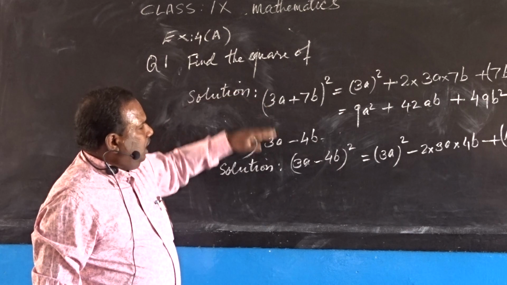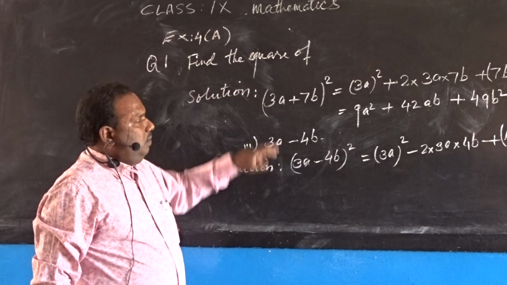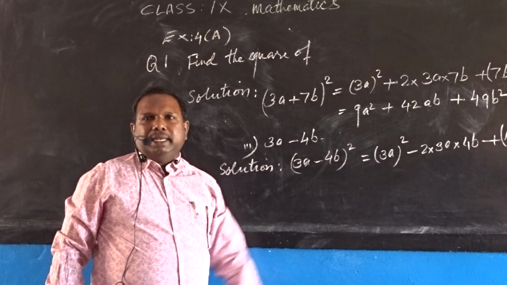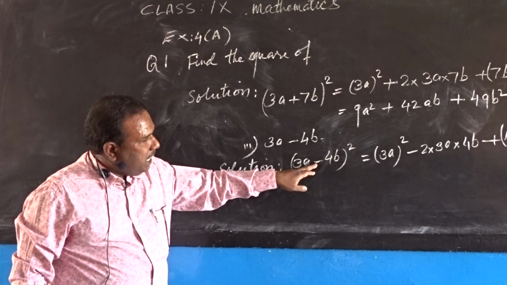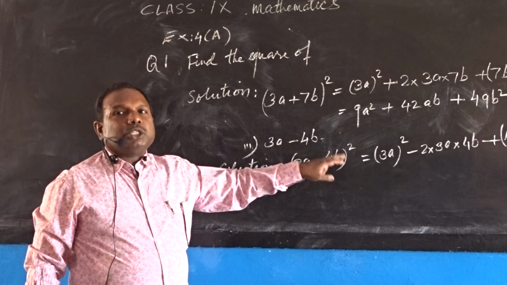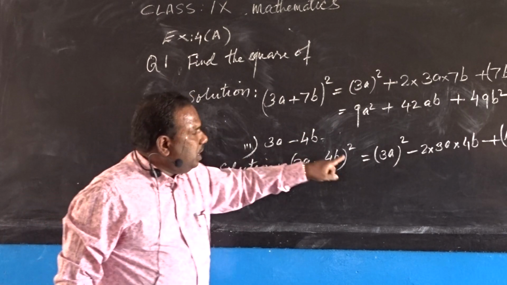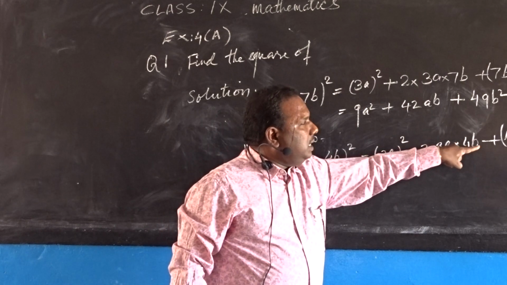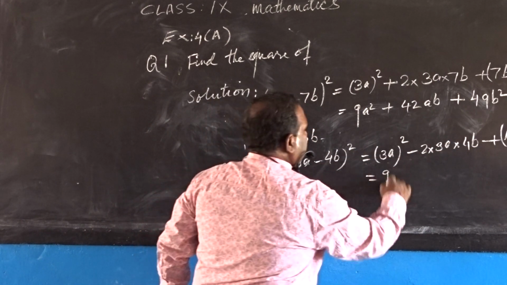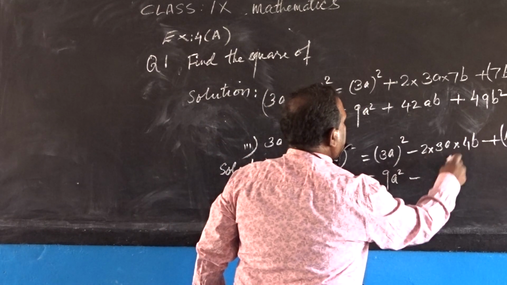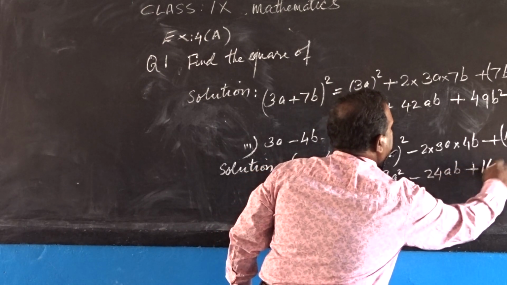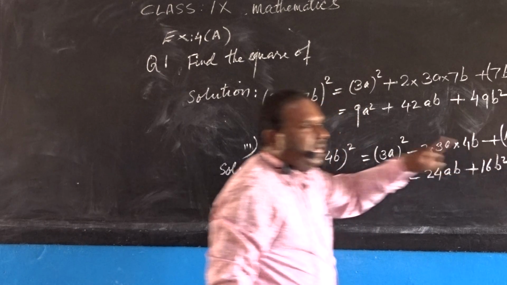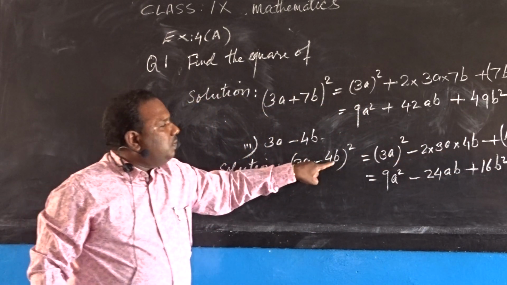In the first two questions we applied the identity a plus b whole square, and in the third question here we applied the a minus b whole square identity, because here the sign is negative. 3a minus 4b whole square is equal to 3a whole square minus 2 into 3a into 4b plus 4b whole square, which is equal to 9a square minus 24ab plus 16b square. 9a square minus 24ab plus 16b square is the expansion of 3a minus 4b whole square.